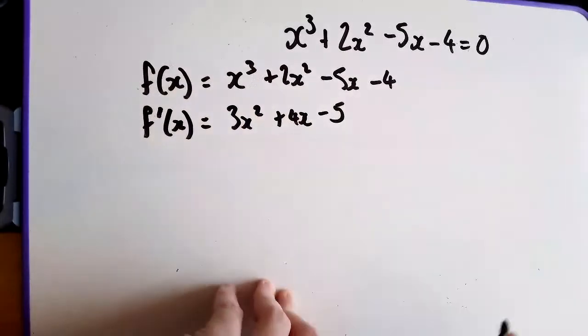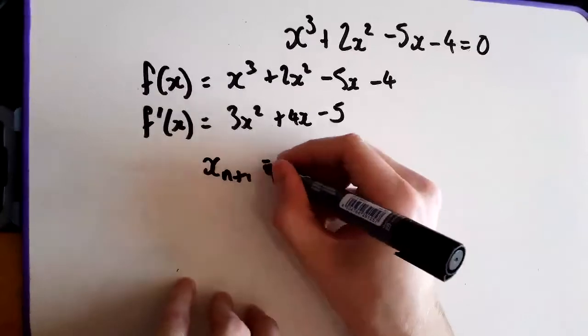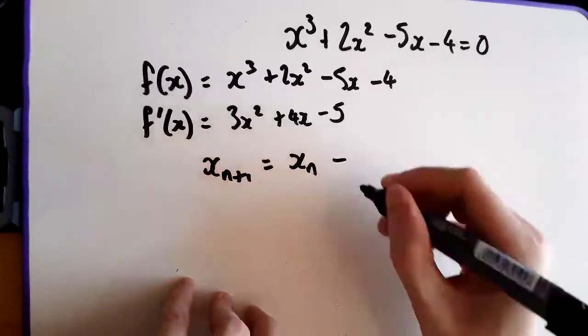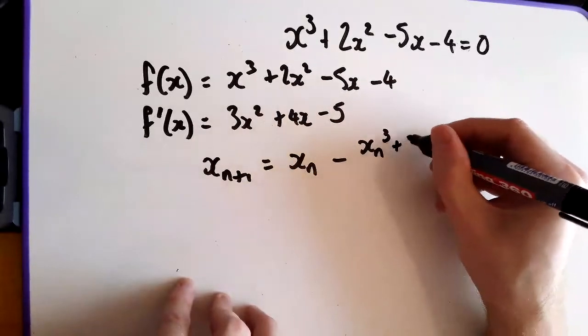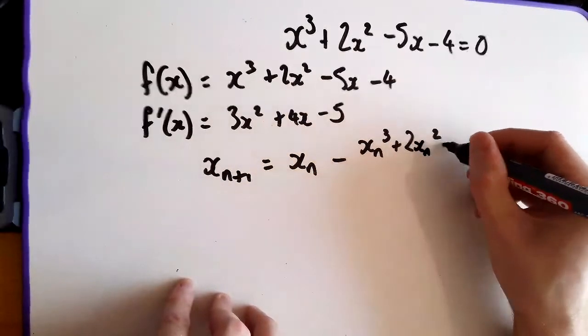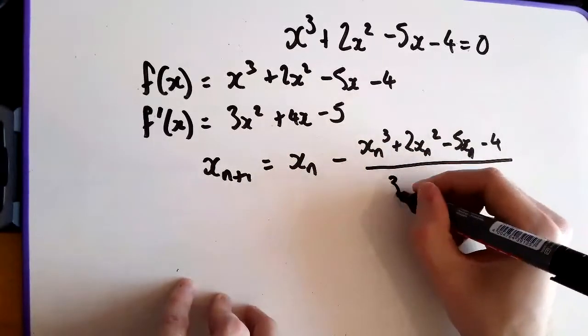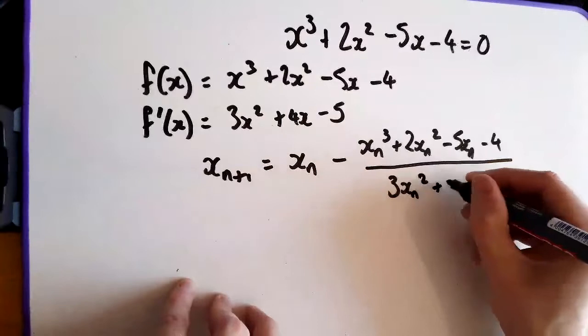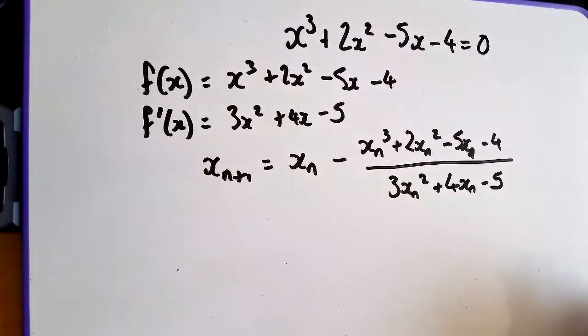And then we can use that formula to get a sequence. So the formula for my sequence is this. It's the function at the top, so it's xn cubed plus 2xn squared, take away 5xn, take away 4, all over 3xn squared plus 4xn, take away 5. Okay, so we have a sequence. Now we need a starting point.